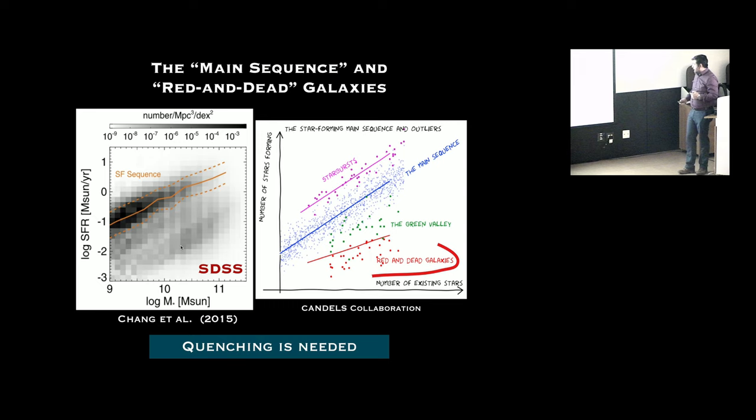In particular, there are galaxies that are down here, which we call red and dead galaxies. If you do a color magnitude diagram of galaxies, you're going to see those galaxies in what we call the red sequence. In this star formation rate versus stellar mass plot, they're down there. And basically, those galaxies have had their star formation quenched. They have stopped forming stars, or they're forming very little amount of stars.